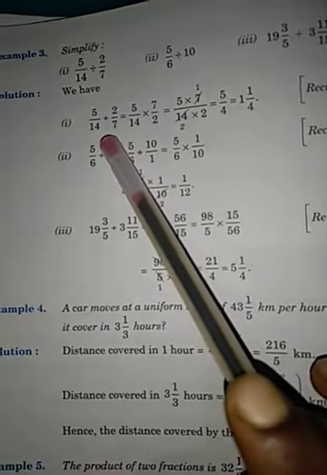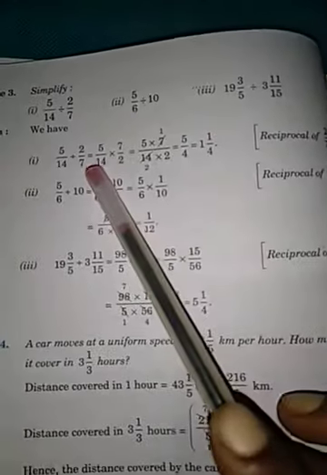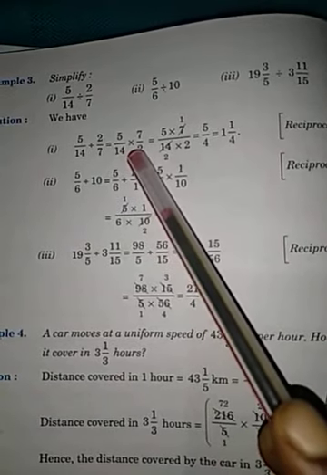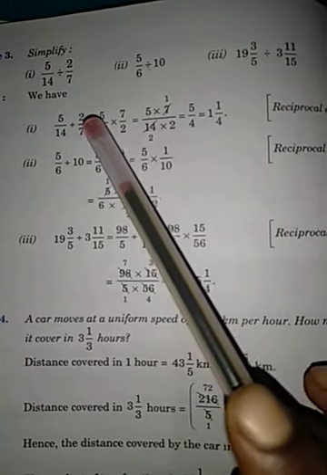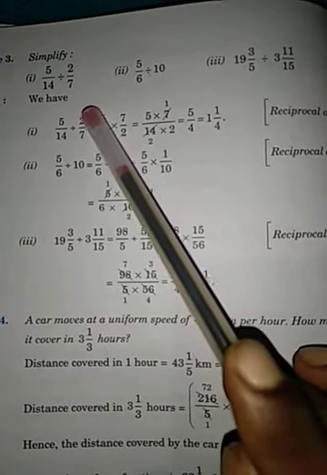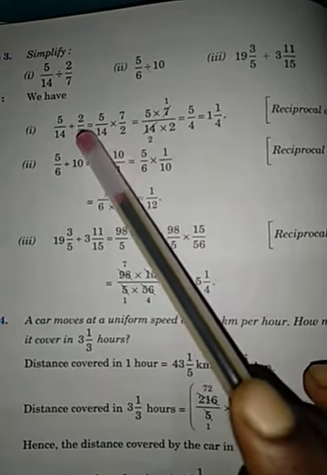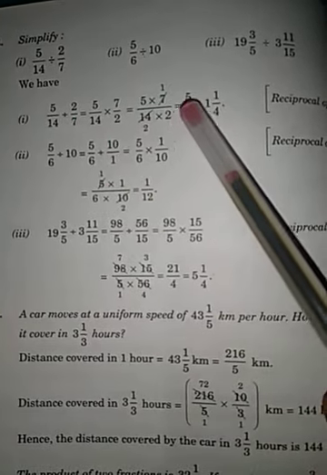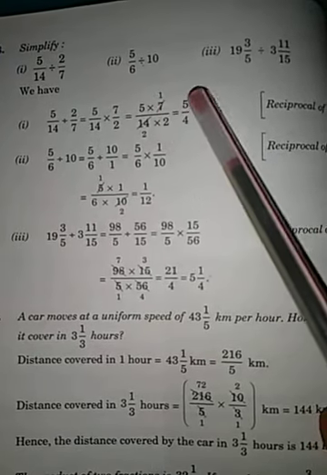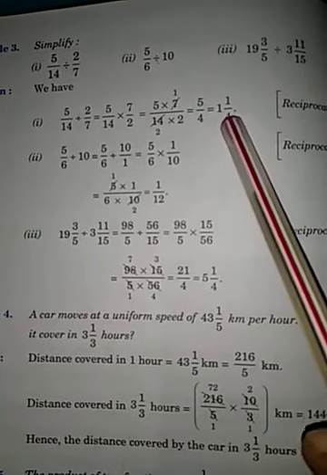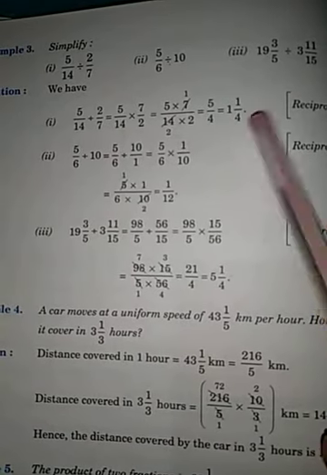Simplify: 5 by 14 divided by 2 by 7. We have 5 by 14 divided by 2 by 7. That gives 5 by 14, and the division sign changes to a multiplication sign, and we take the reciprocal of the second fraction, that is the reciprocal of 2 by 7 is 7 by 2. Now cancel out the common factor: 7 1 is 7, 7 2 is 14. In the numerator, 5 into 1 is 5, and in the denominator, 2 into 2 is 4. It is 1 whole 1 by 4 if converted to a mixed fraction.